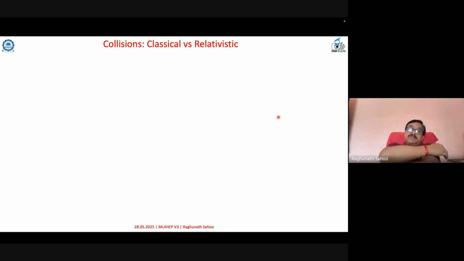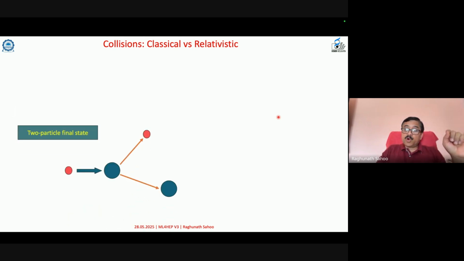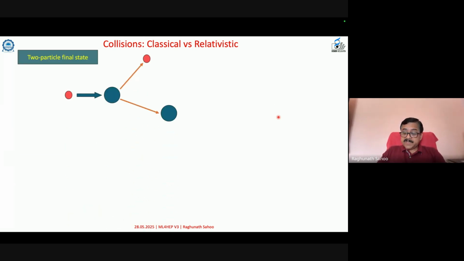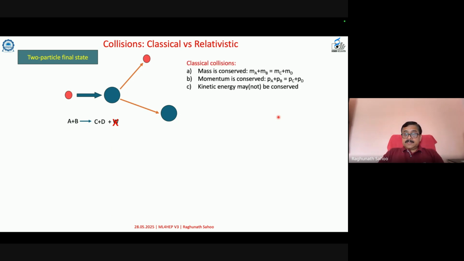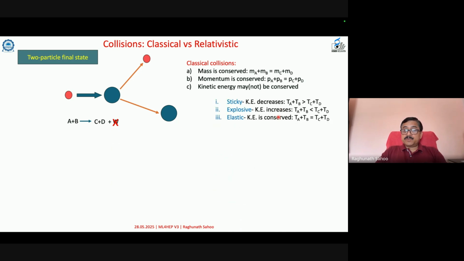Before that, let me explain the fundamental difference between classical and relativistic collisions. Essentially, I borrow from the textbook of Griffiths. So you will find this is a two-body collision, and in the final state, we produce C plus D, and B is not produced. Essentially, this is a two-body final state, and this is a classical collision. You can find a very beautiful discussion in Griffiths' particle physics book.